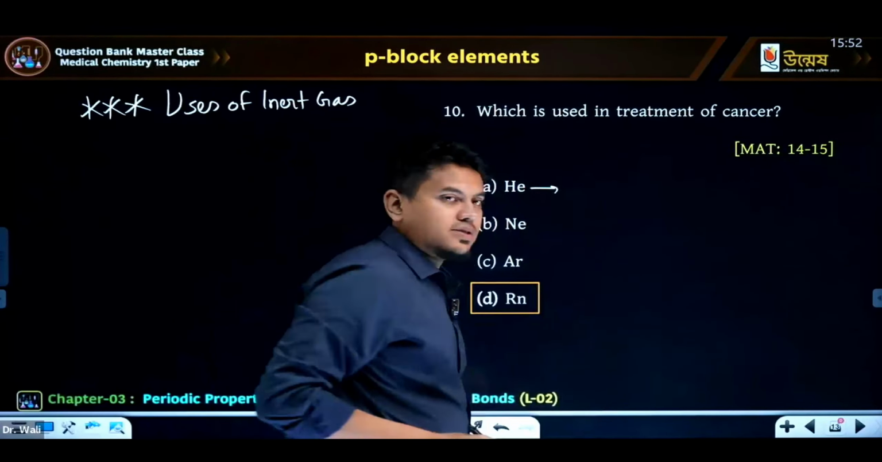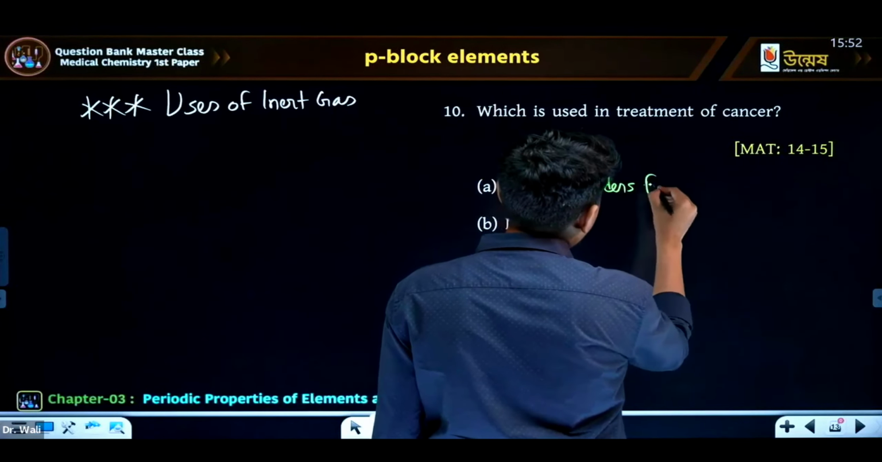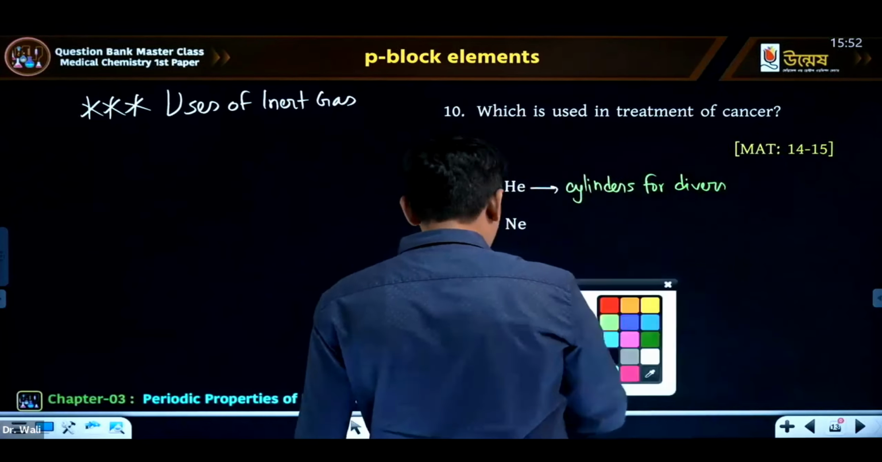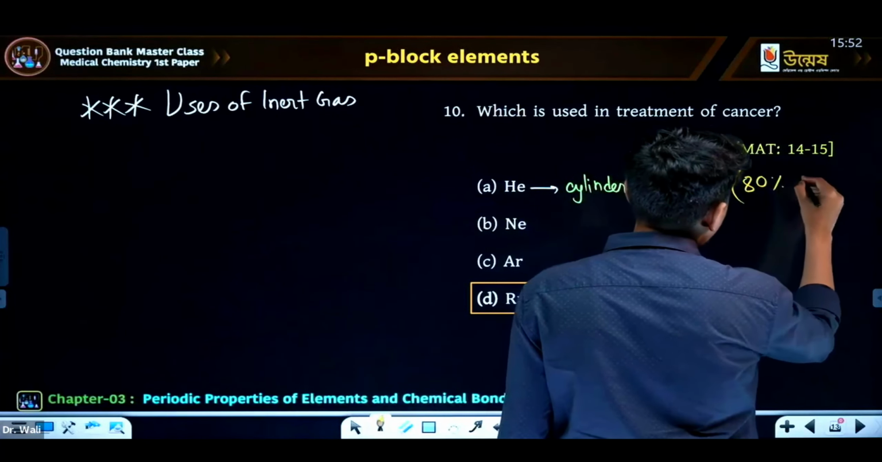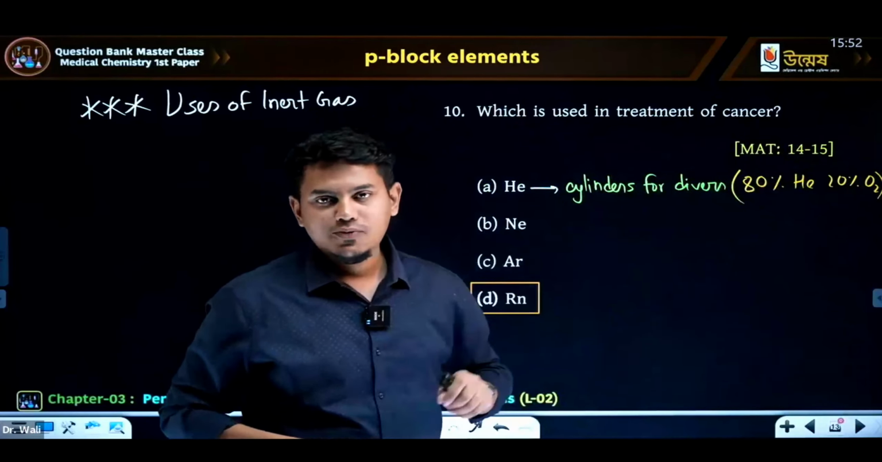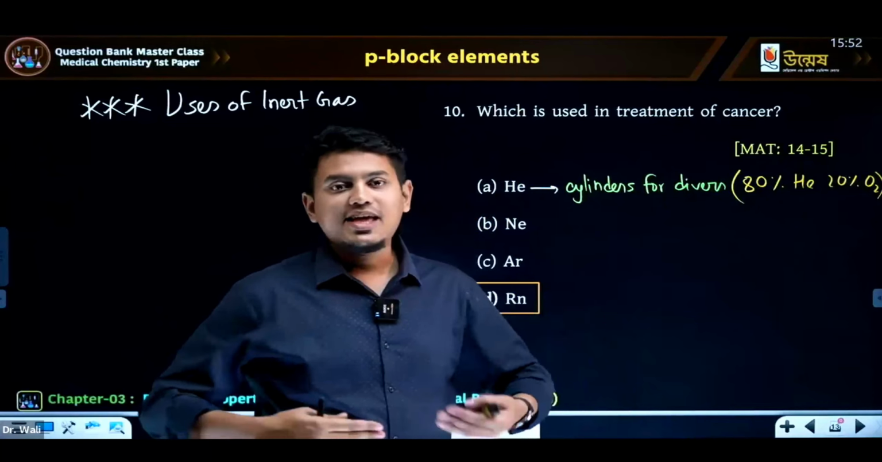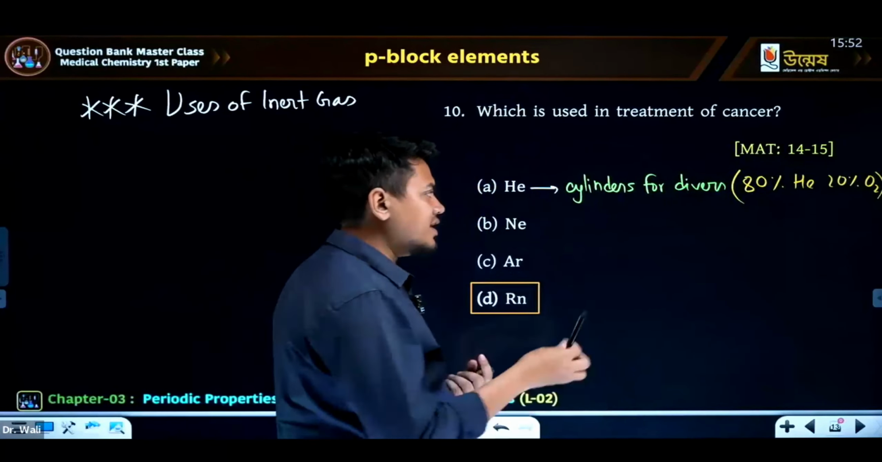Suppose helium, you need to know that it is used in cylinders for divers. What will be the percentage of helium? 80% helium and only 20% oxygen. Why? Because we don't require more oxygen than that. We require 20% oxygen, and the rest of the cylinder should be filled with a lighter gas so that diving and ascending does not get heavier.